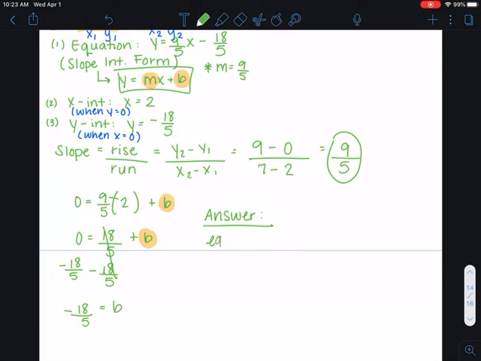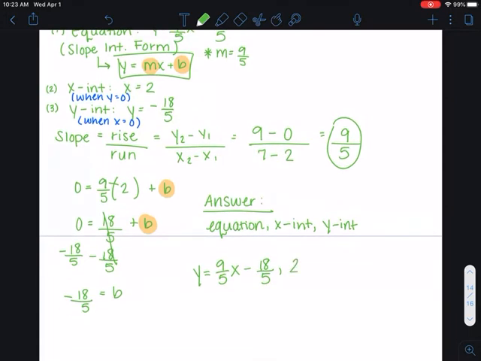when you put this on Go Formative, you're going to do your equation, comma, x-intercept, comma, y-intercept. So that's going to look like y is equal to 9 over 5x minus 18 over 5, comma, x-intercept is 2. We'll make sure you put x equals 2, comma, and then y-intercept. Y is equal to negative 18 over 5. This is what your final answer should look like when you type it into Go Formative.